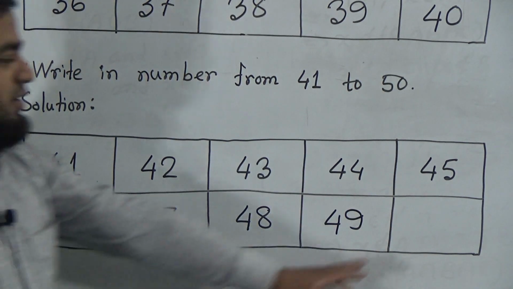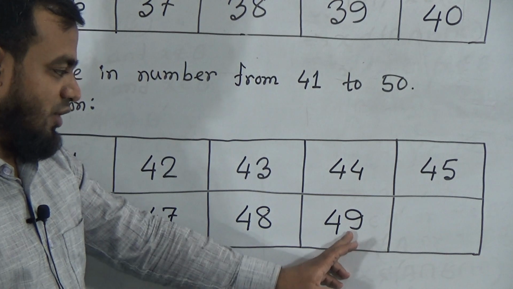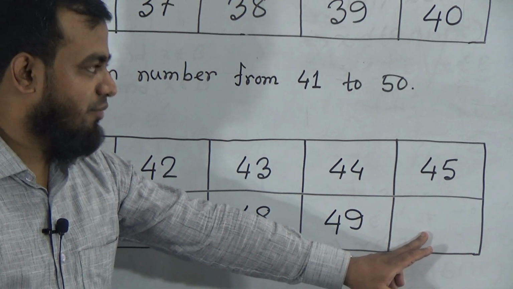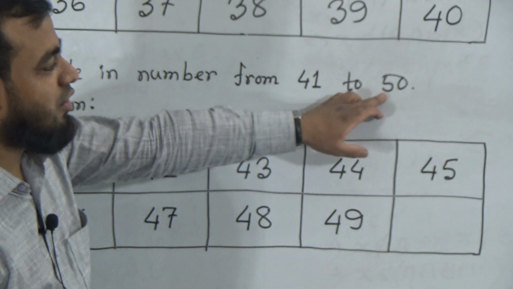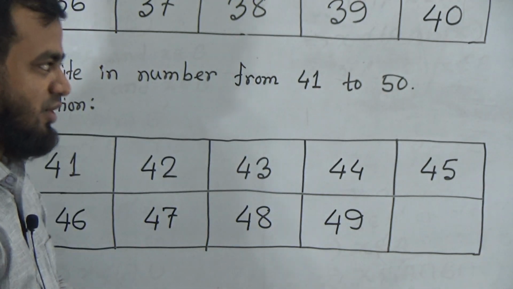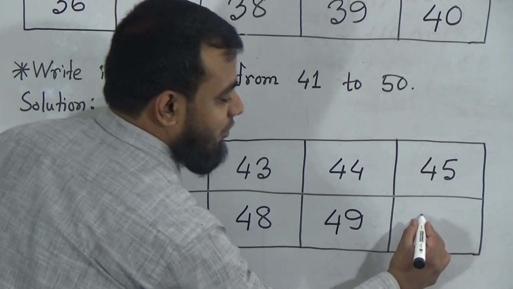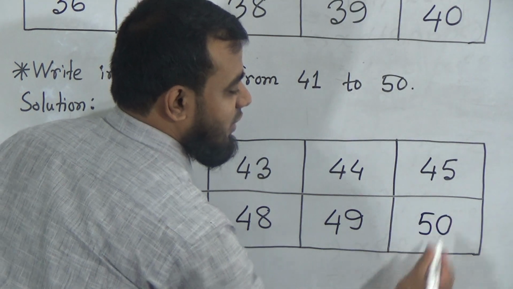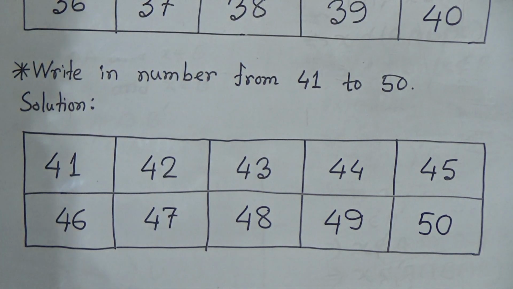The last number is 50. That means after 49, the number that comes is 50. My dear students, to write 50, you should write 5 and 0. The number is already given in the question. 5 and 0 makes the number 50. It's so easy. It's a very easy class for you.